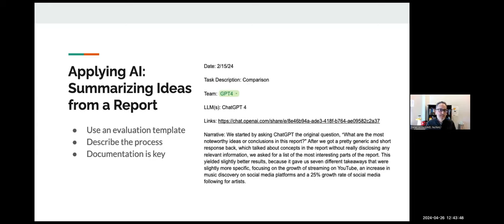So here's a sample task: summarizing ideas, potentially story ideas, finding those ideas from some kind of report. Maybe that's a governmental document of some kind or some other report that's been produced. What I do is I give our students an evaluation template that they fill out: the date of that task, what we're calling it, what group or team they're with, which large language models they're using.